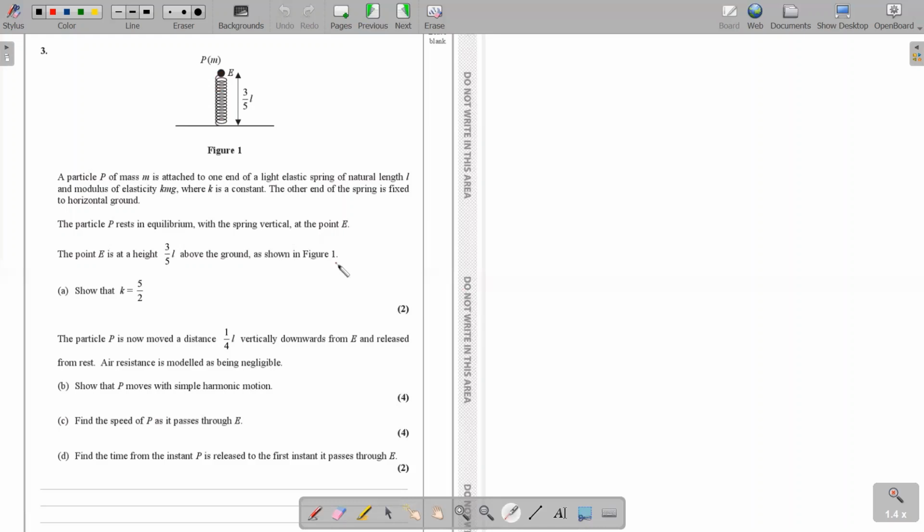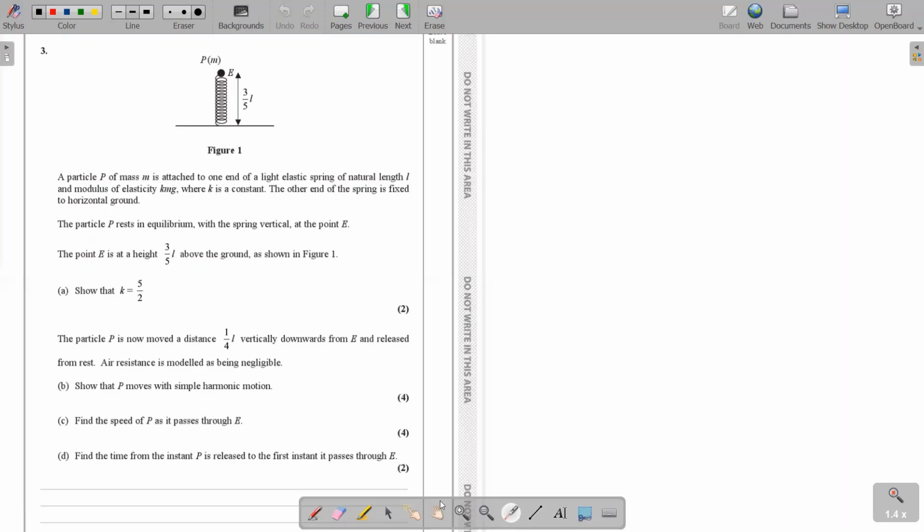Now, when it comes to this resting point, can you realize what has happened here? The spring has a natural length of L, right? So obviously you can see, because of the weight of your particle, it has moved slightly down. There's a slight displacement downwards. So with that weight, now it's in the equilibrium position. Point E is where the spring is in equilibrium. The particle P rests in equilibrium at the point E, at a height 3/5L above the ground, as shown in figure 1. Show that k equals 5/2.